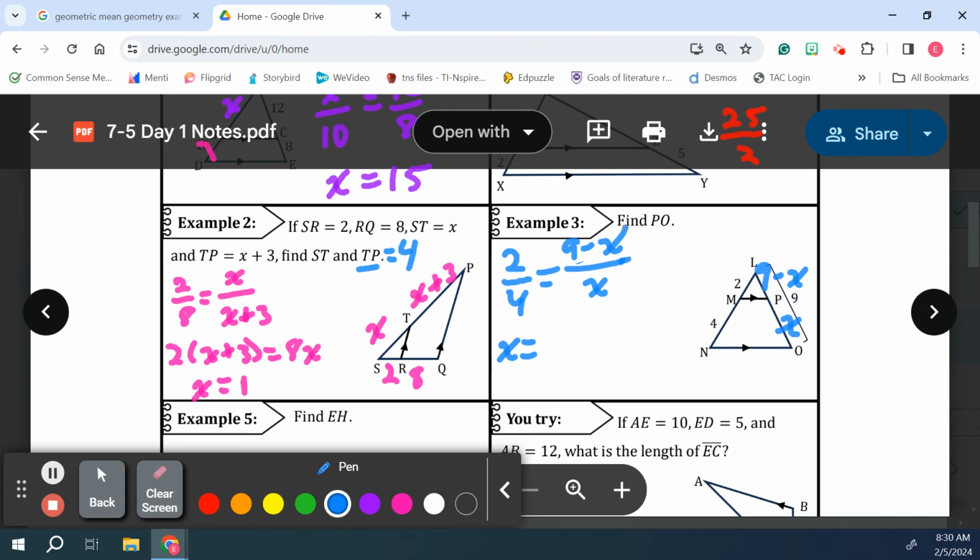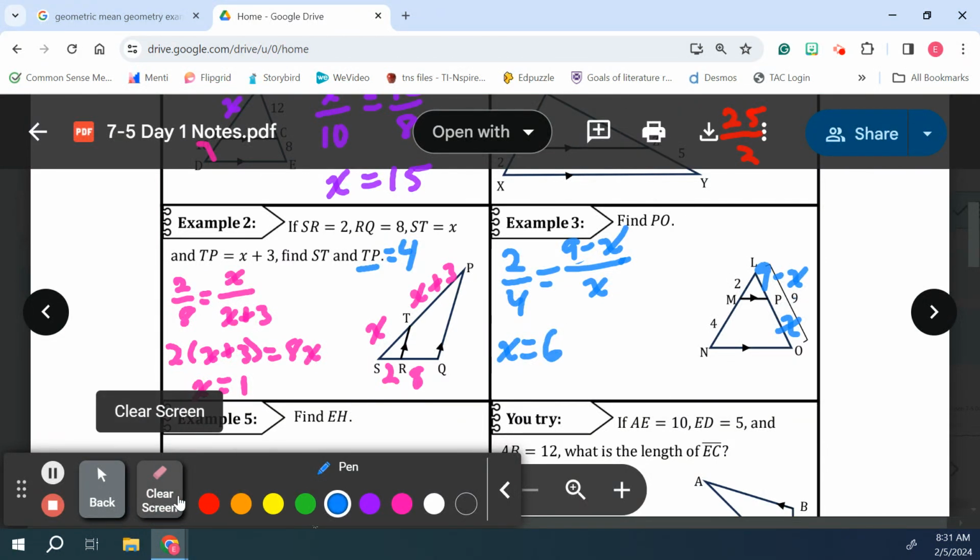X equals 6. I already started. X equals 6. PO is 3. But PO equals either 3 or 6. PO equals 1. Perfect. X equals 6. I heard it a bunch of times now. Yeah, X equals 6. Good job.